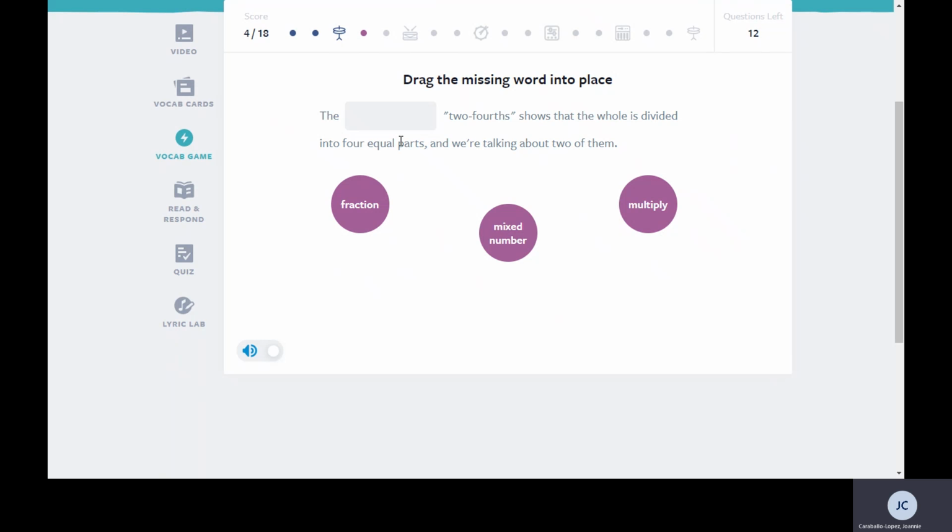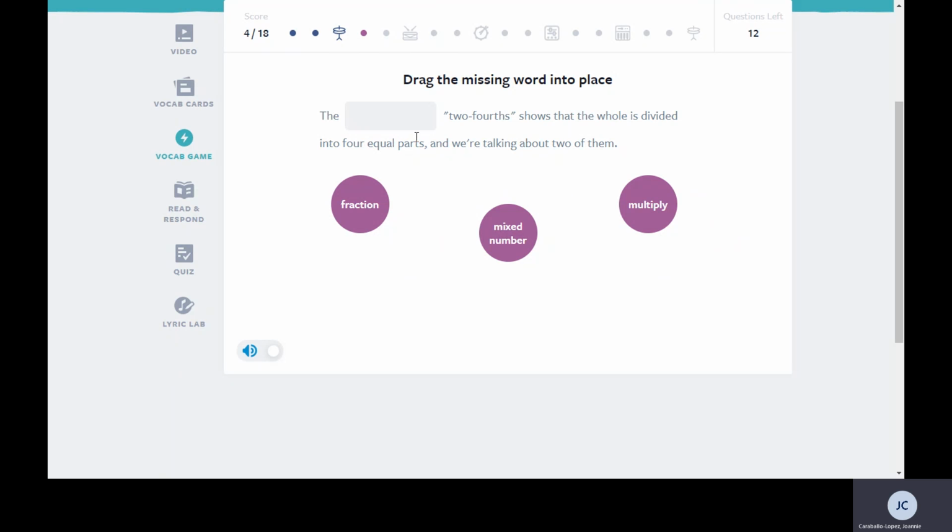Now we're gonna do this. The first group to get the answer, you're gonna raise your hand. One person will raise their hand. Put your hand down. I haven't even read it. The blank 2/4 shows that the whole is divided into 4 equal parts, and we're talking about 2 of them.